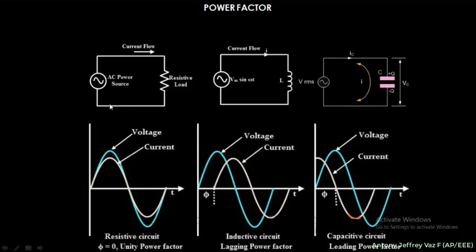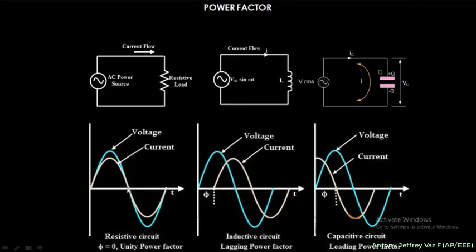So when an alternating current power source is connected to a resistive load, the voltage wave and the current wave are in phase with each other. Here the in-phase term represents that both start at zero position and end at zero position. So in this resistive load, the voltage wave and current wave are in phase.